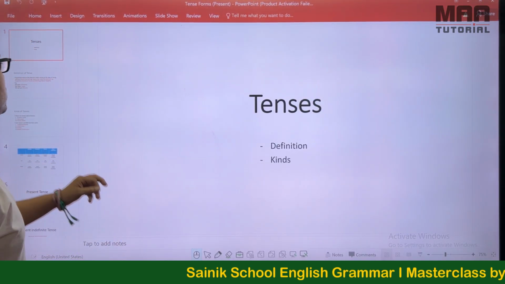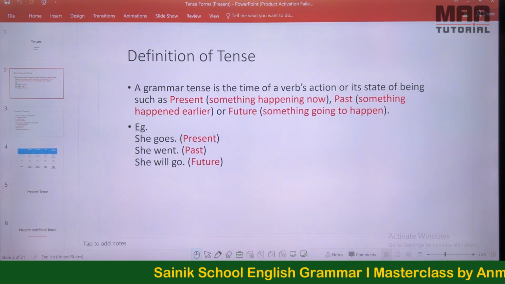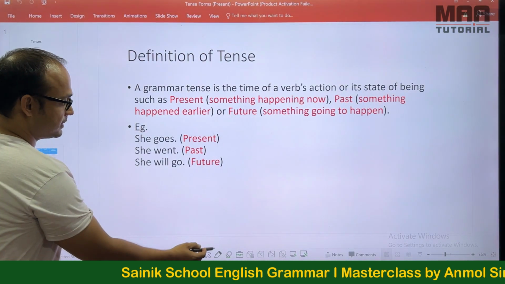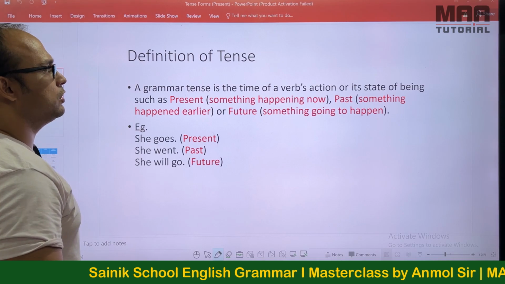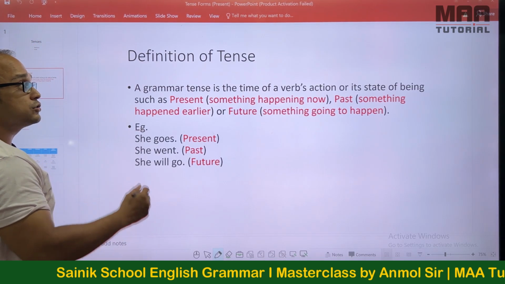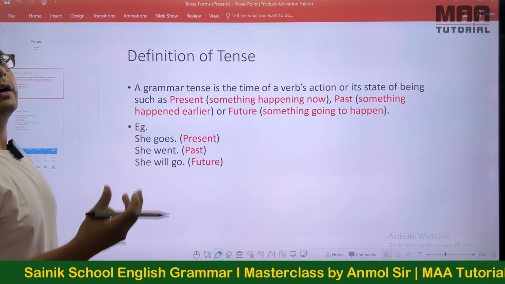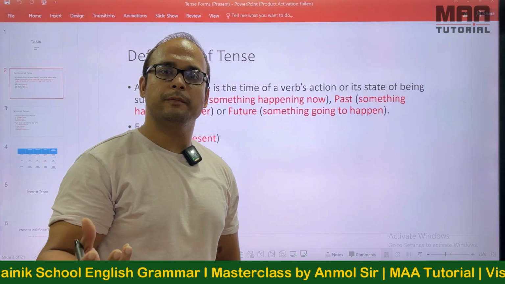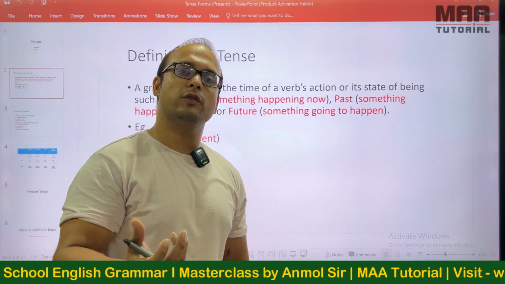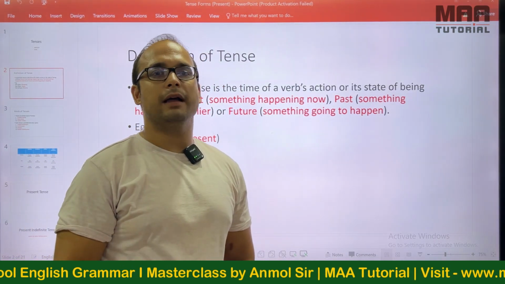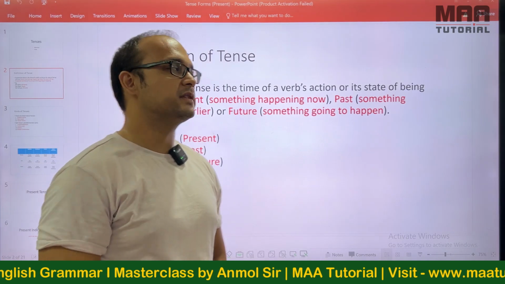Tenses, we will start with definition and kinds. So, what is a tense? A grammar tense is the time of a verb's action or its state of being. So it talks about the time. Verb talks about a state of being or an action. You must remember that from parts of speech. If you don't, please make sure you go back and revisit the chapter on verbs.